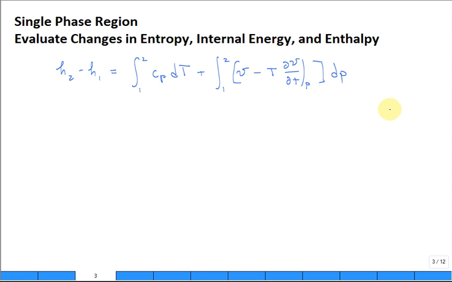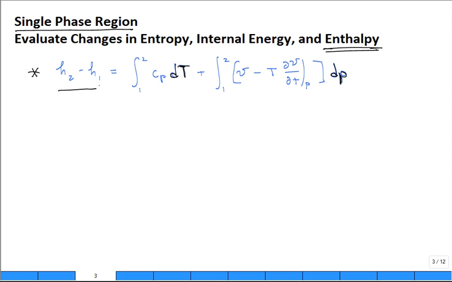Now let's take a look at the equation to calculate the change in enthalpy for a single-phase region. Here's the equation. We'll derive it in a second, but let's look at it. It says if I want to calculate the change in enthalpy from state 1 to state 2, it's the integral of Cp dT plus the integral from 1 to 2 of something dP. So something integrated with respect to temperature, something with respect to pressure. How did this equation come about?